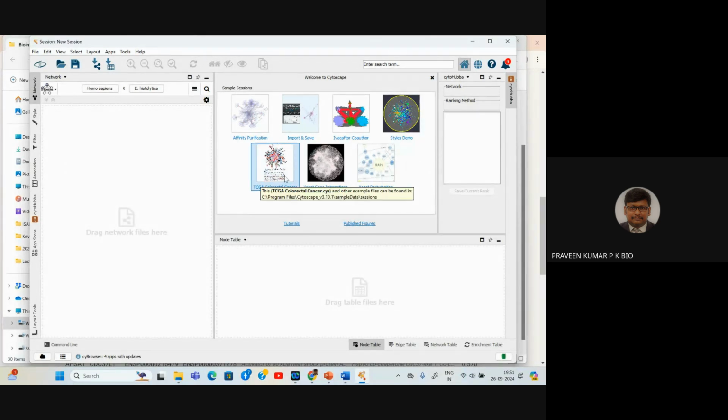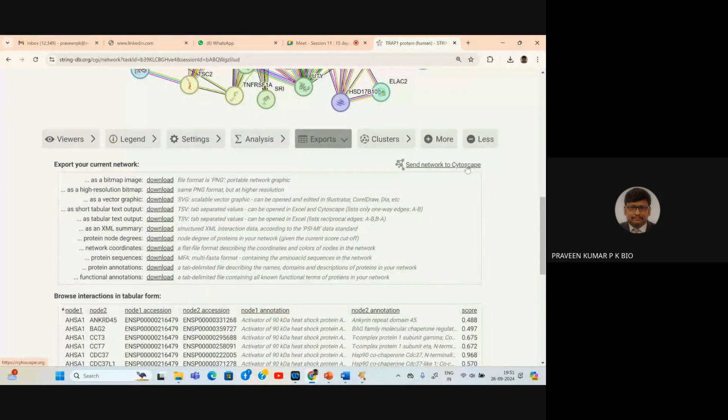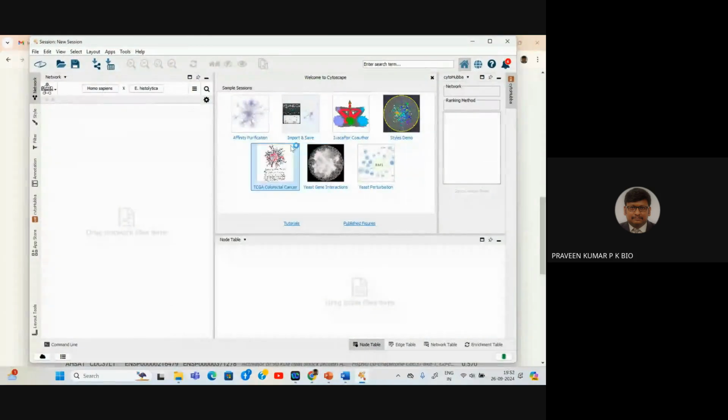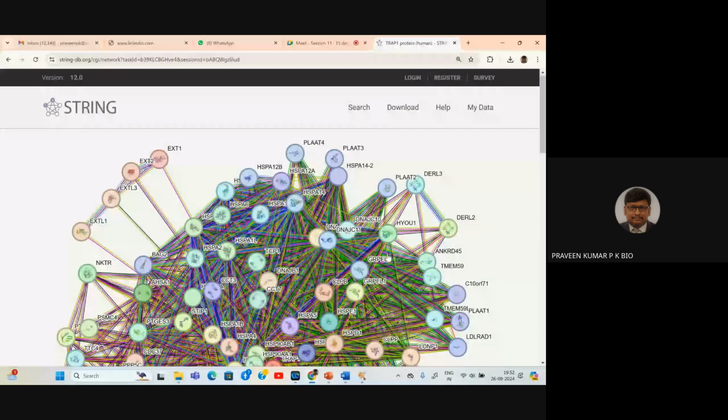If I have installed the latest Cytoscape, if I go to the network, here you have send network to Cytoscape. There is an option on our website to click send network to Cytoscape. If you click that, it directly opens the network. Just because we have 100 proteins in the network, it takes some time to open. So meanwhile, I can go to the next website. If it opens, then I can show you.